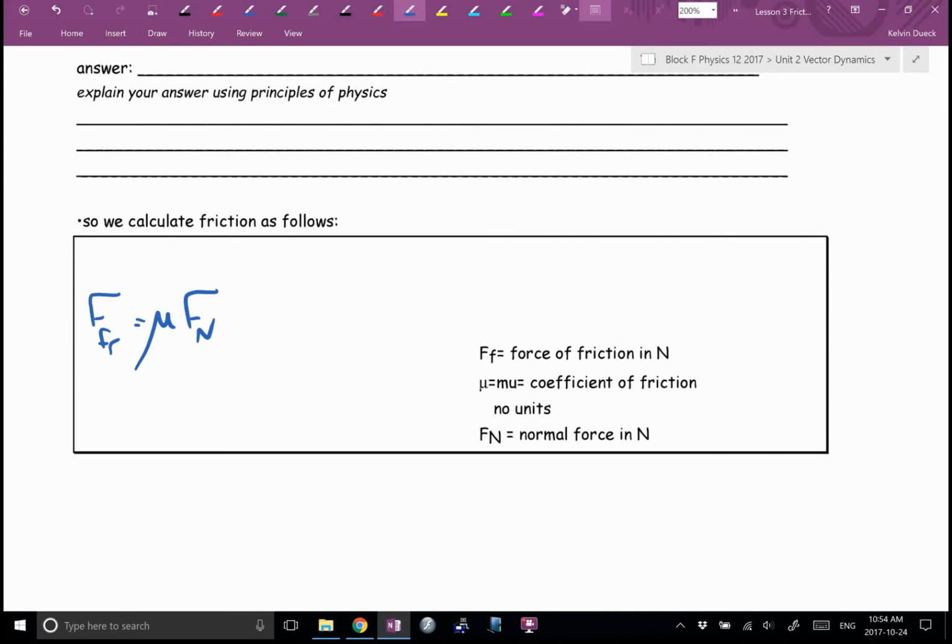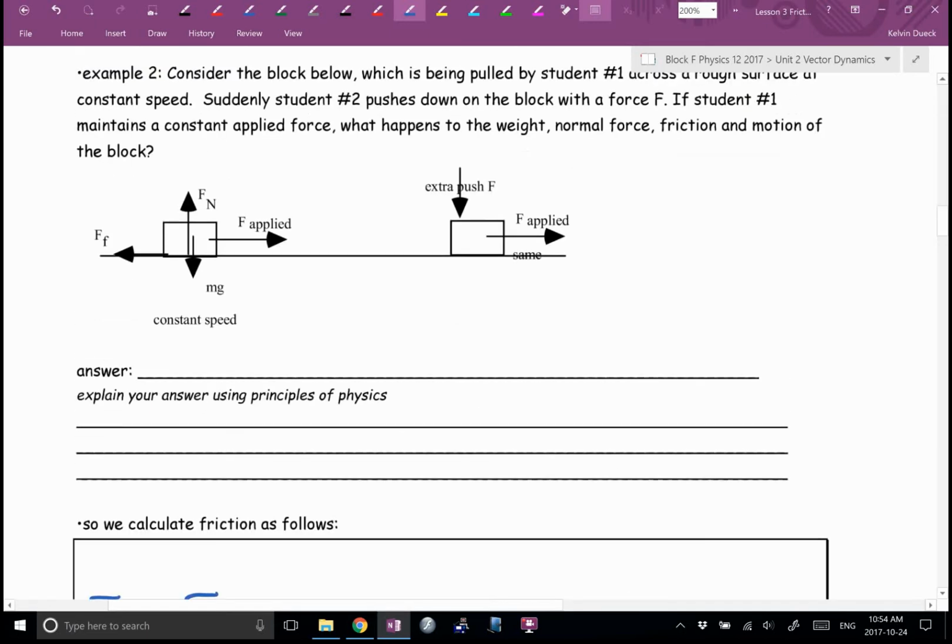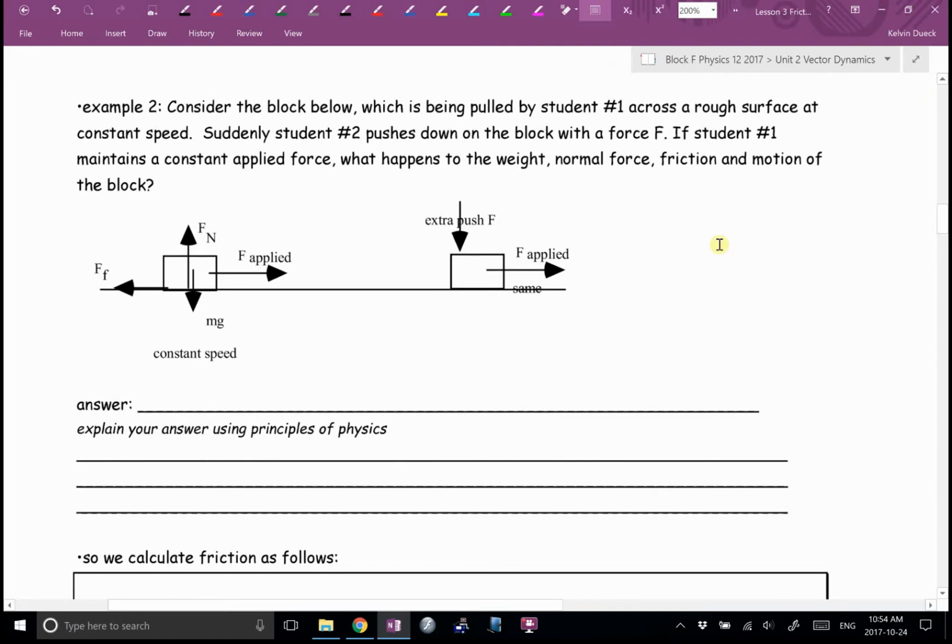So, here's our little thought experiment. Consider the block below, which is being pulled by student number 1. Let's make it Jaden. And instead of a block, let's pretend it's the gym benches, those benches in the gym that you can slide across the gym floor with some difficulty. So let's suppose, Jaden, you're pushing the bench across the floor. Rough surface, that's code. Whenever I say rough, what I really mean is include friction.